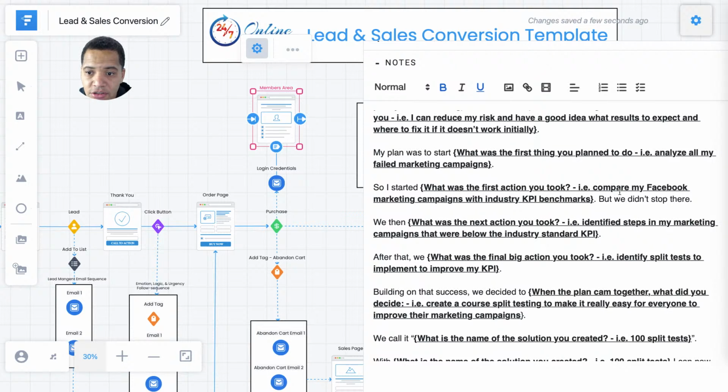So what's the first action you took? I compared my Facebook marketing campaigns to KPI metrics, boom, boom, boom. But we didn't stop there. Then what's the next step? Hooks. Next I figured out what campaigns were below the industry standard KPI. And what's the final big action I took? What did I do? I created a full system.